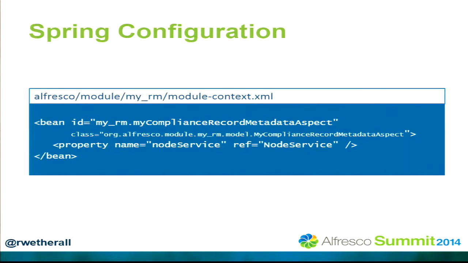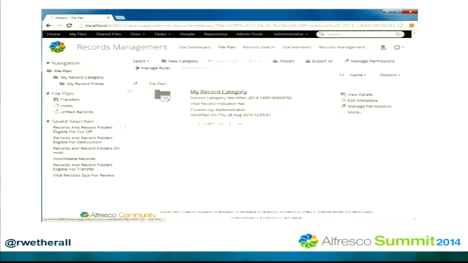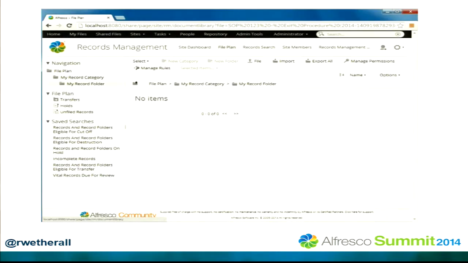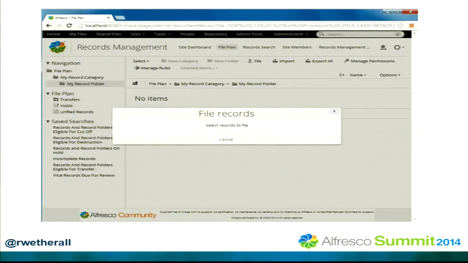So all of that done, the last thing I have to do is just register it with my application context, and you'll notice all I've got to do is inject the node service. I don't have to do anything else, and it's all ready to go. So that means when I go back to my demo, I can file my electronic record.